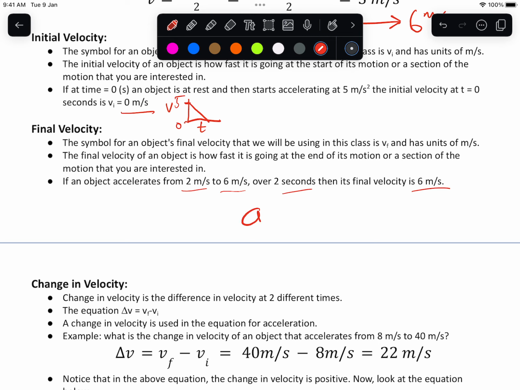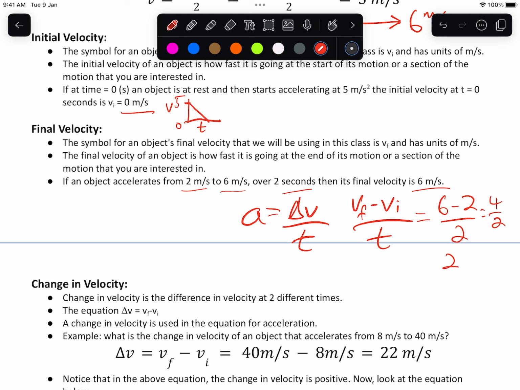Now we could figure out the acceleration, which is a change in velocity over time. My change in velocity was 6 meters per second finally, right? It's VF minus VI over time. So that would be 6 minus 2 divided by 2, which becomes 4 divided by 2. So I get 2 meters per second squared as an example of the acceleration in that situation.